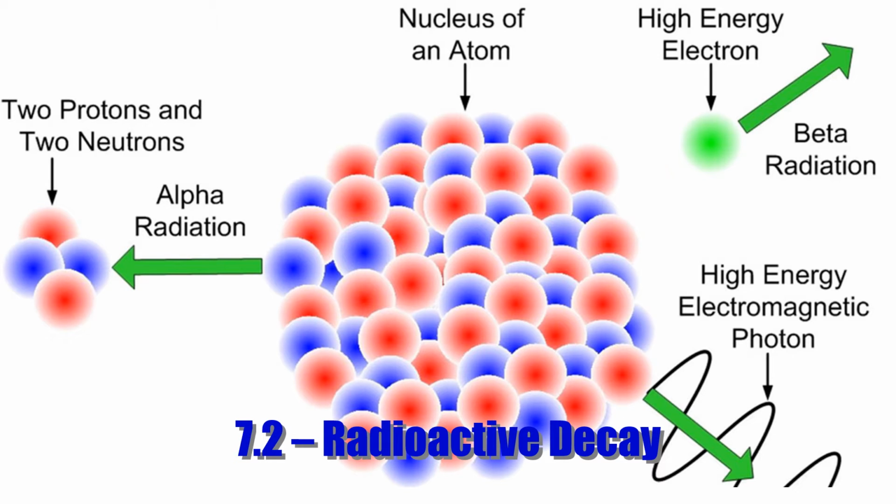This is section 7.2, radioactive decays. We're going to talk about three types of decays: alpha, beta positive and beta negative, and gamma decays. Also, we're going to talk about another type of transmutation, which is electron capture.